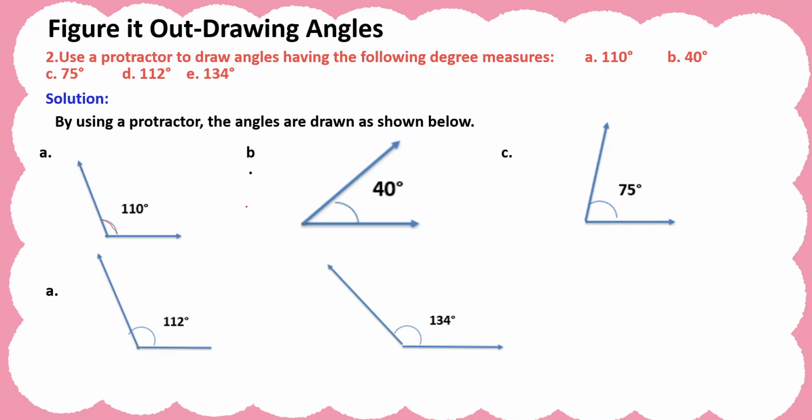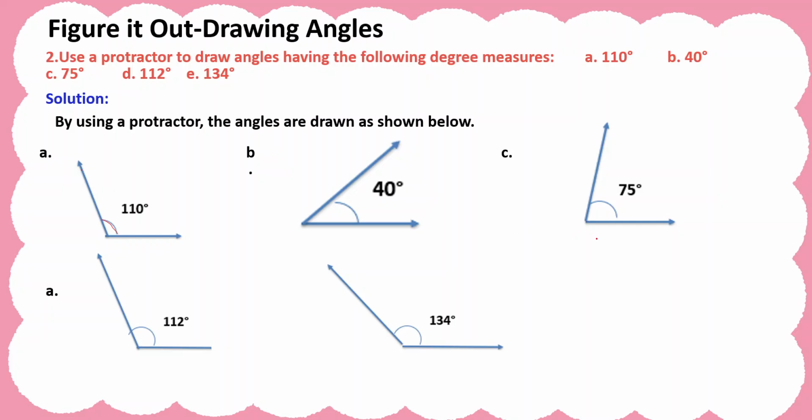Second one is 40 degrees. First we have drawn a horizontal line. Next we notated the 40 degrees on the protractor. Then we joined the straight line using a scale. This angle is 40 degrees.